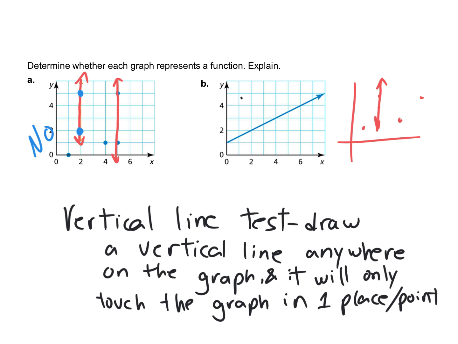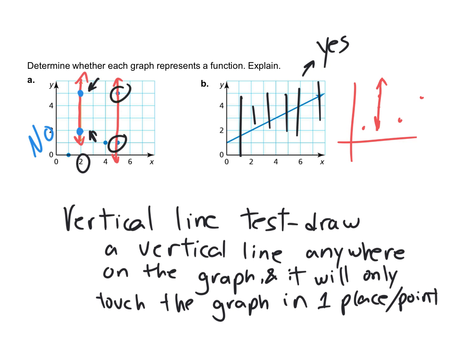We do the same thing for B. Do you guys see we can draw this vertical line absolutely anywhere on this line, and it still only touches one point of the graph? So because it only touches it in one point of the graph, this is a function. So yes. Does that make sense? The explanation I'm giving you verbally is the vertical line test, or the fact that no points repeat on the x-axis, because that's what's happening right here. There's 2 points for 2, or there's 2 points for 5. But in the other graph, in B, there's no repeated x's, so there are no repeated points, so therefore it is a function.